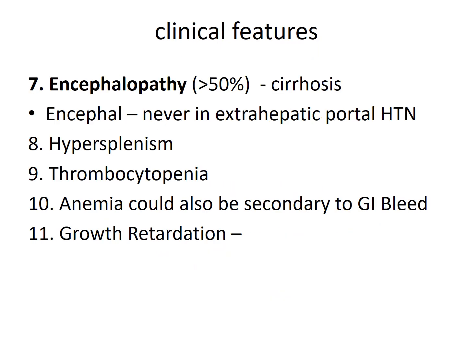Number 7 clinical feature is encephalopathy, and in more than 50% cases you can get this feature, especially if the cause is cirrhosis, and that is again hepatic causes. This encephalopathy is never seen in extrahepatic causes of portal hypertension, and extrahepatic cause is more common in developing country like ours. So encephalopathy in our setup is less commonly seen. Another clinical feature is hypersplenism, thrombocytopenia, and there may be anemia secondary to GI bleeding, and maybe also due to hypersplenism, and there is growth retardation in a child.